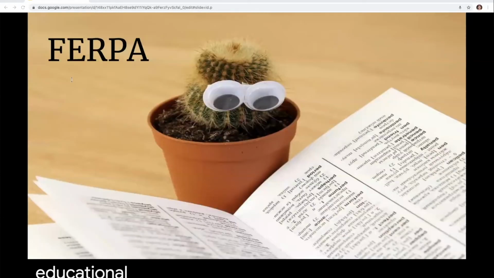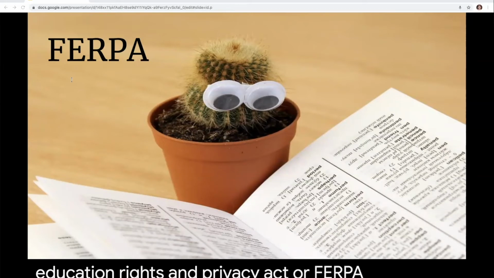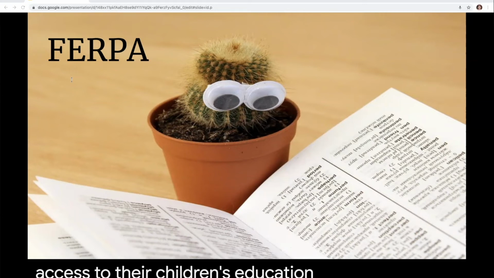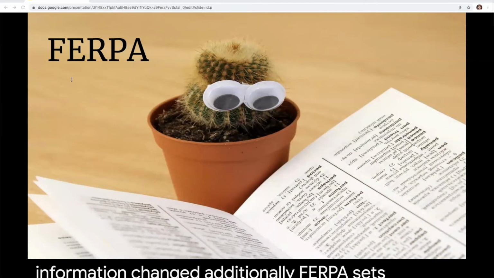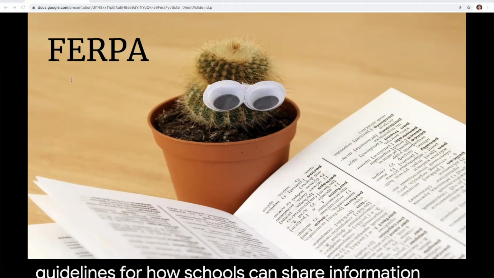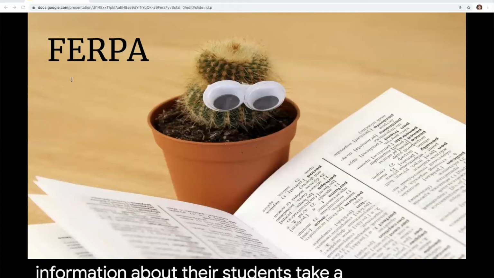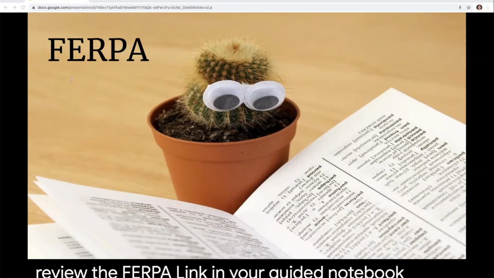The Family Education Rights and Privacy Act, or FERPA, is a two-way street. It's not only about protecting the privacy of students, it also allows for parents to have access to their children's educational records. They may also make an appeal to have inaccurate information changed. Additionally, FERPA sets guidelines for how schools can share information with other professionals, like doctors or therapists. FERPA does allow schools to post directory information about their students. Take a moment to review the FERPA link in your guided notes and answer the questions.